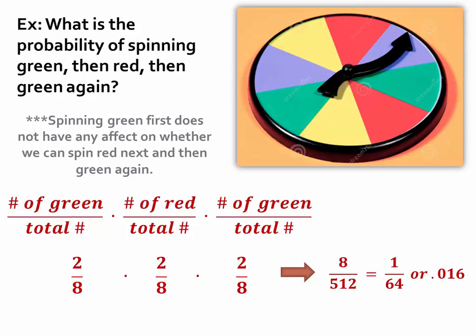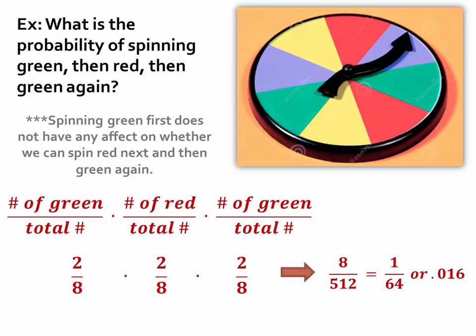So here's an example of that. We want to find the probability of spinning a green, then spinning a red, then spinning a green again. In a spinner, when I spin it once, does that affect my chances of spinning something else the next time? No. Those are independent. How many green spaces are there? 2 out of how many? 2 out of 8. So my chances of spinning a green is 2 out of 8.